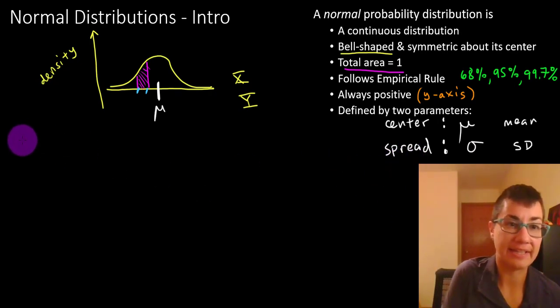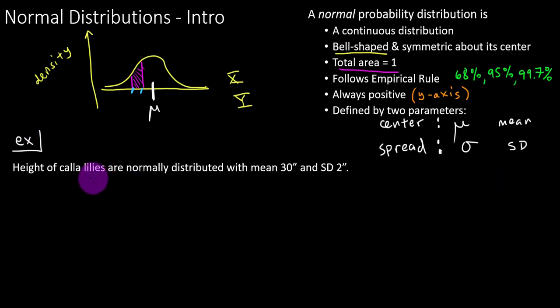Let's look at an example here just to kind of get our feet wet. The height of calla lilies are normally distributed with mean 30 inches and standard deviation of 2 inches, and that is referring to their height. So we've got some descriptors here about the heights of calla lilies, and we know how they are distributed.